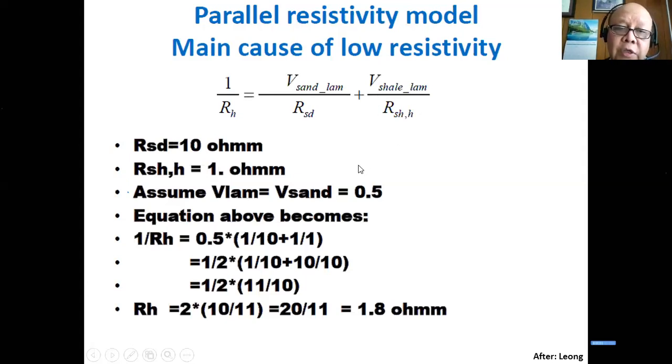So, let's assume, for an example, R sand is 10 ohms, and our shale in the horizontal direction is 1 ohm. Assuming that the sand fraction is the same as the shale fraction, 50% or 0.5, if we solve this equation, we find that RH is going to be 1.8 ohms. The actual R sand is 10 ohms, so if we use RH of 1.8 ohms, we are going to be grossly underestimating the hydrocarbon potential of the sand body.